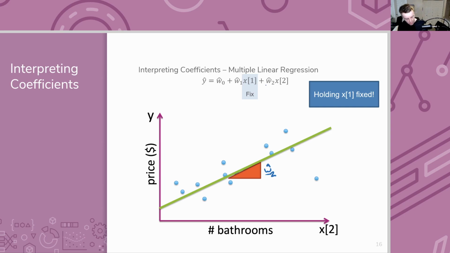When you're now considering how W2 changes the price for each unit increase in x2, which in this case is number of bathrooms, this is only accounting for when x1 is fixed. It's not going to make statements about what happens when you vary both, only about when you vary one of them. So it's the rate of change holding everything else fixed. That might sound a little bit pedantic, but it's a very important thing to think about when you're trying to interpret these coefficients, that they're limited in what they tell you. It's just how the feature changes the output, assuming everything else is fixed.